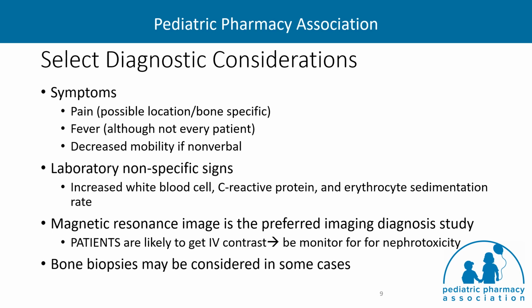And importantly, why I make a big point here is that these patients are probably going to get IV contrast whenever they get this done, which means we as pharmacists need to be aware to monitor for nephrotoxicity, because some of the contrast could be associated with nephrotoxicity. In some cases, if there's a surgical procedure that needs to be done, bone biopsies may be considered to get down to the source. They may even cut away some bone in some scenarios, but that doesn't happen in all of them, though sometimes you do have bone biopsies.